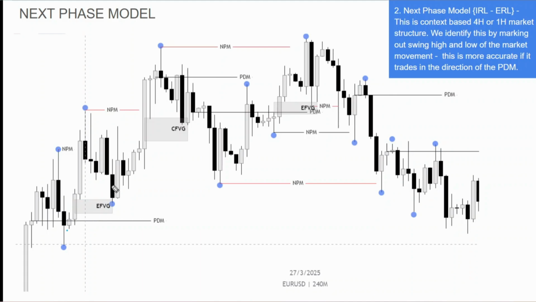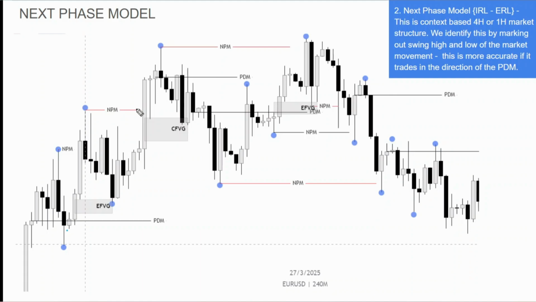So what happens when price comes and trades into it? This is our next phase model, and this candle confirms it. This candle confirms our next phase model, so automatically this becomes our draw on liquidity. So we start looking for buys from here until that is taken. When that is taken, the next thing we need to look out for is our internal range liquidity.